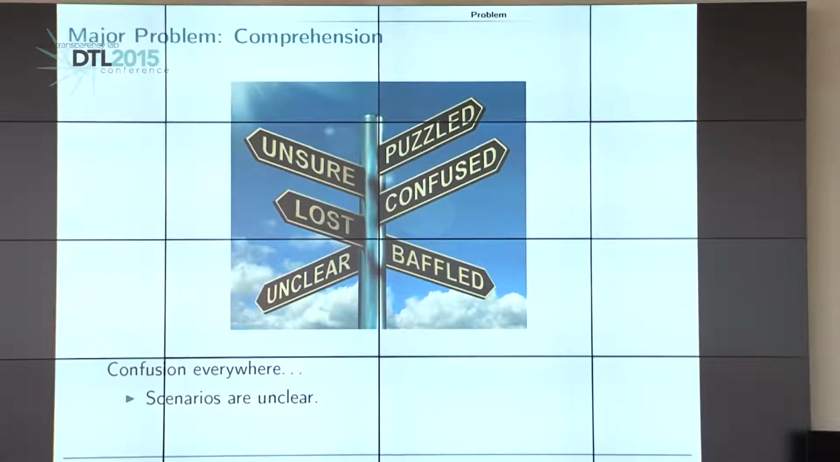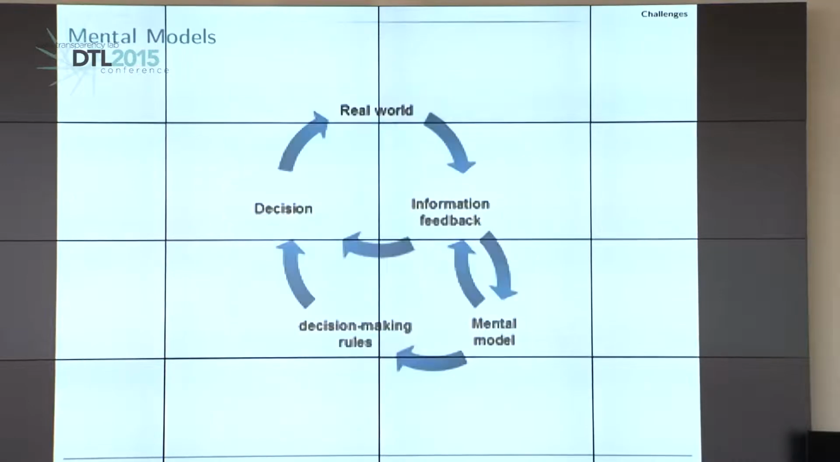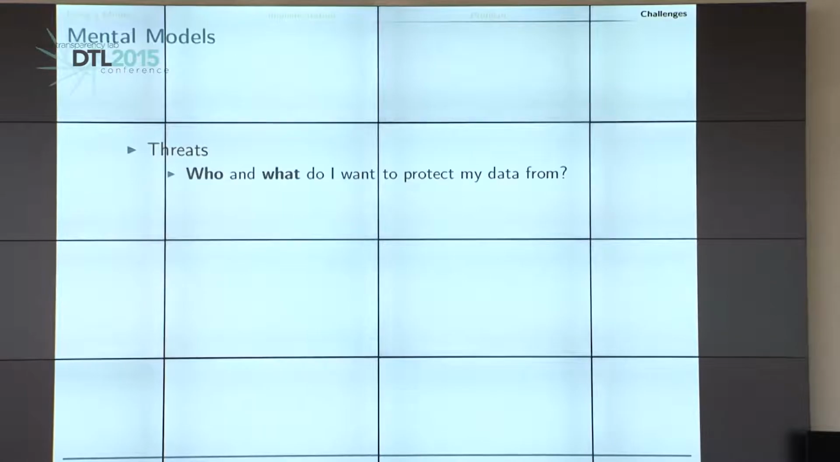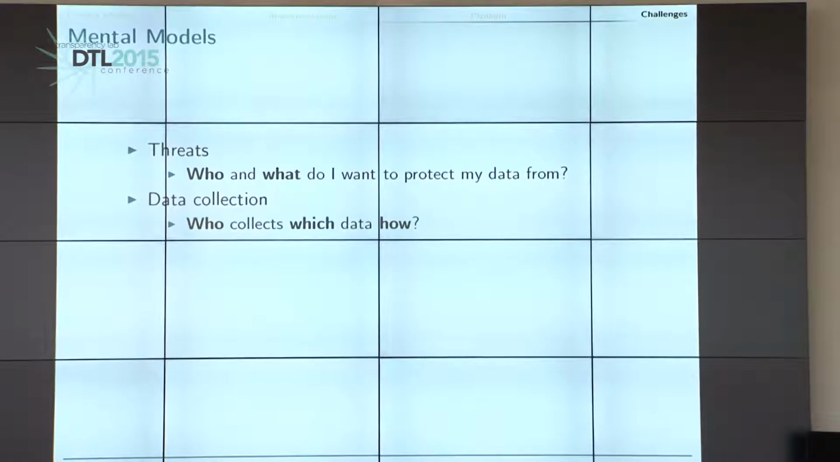They don't really know which are the scenarios when to use private browsing modes. And if they do, what are they being protected from? So what we want to do is build mental models with users to understand what they expect. So we want to identify the threats they see, so who and what they want to protect their data from. We want to see who they think collects their data and how.